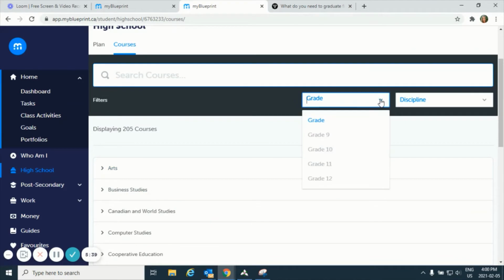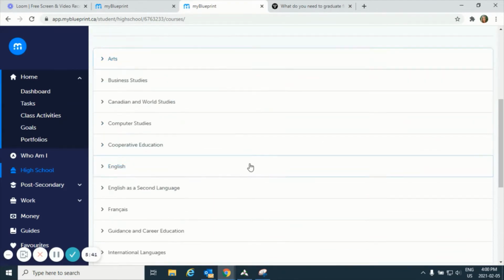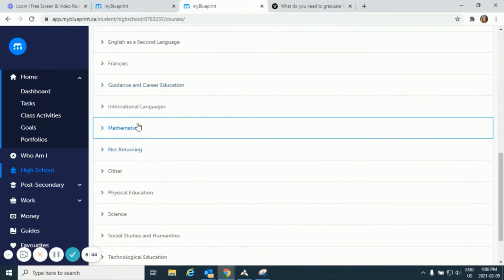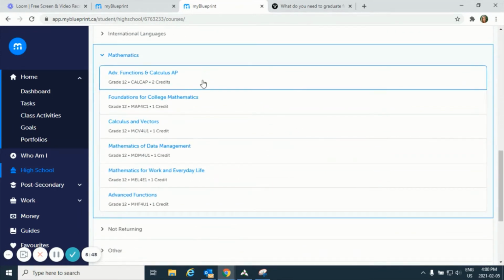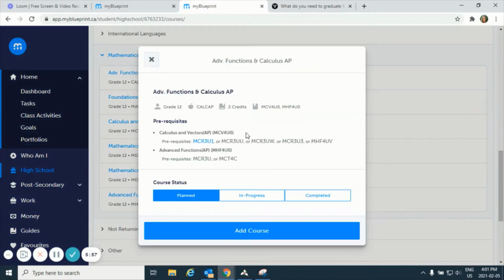Again, I'm filtering my search by the year I'm going into, and I'm going to find the math folder. In the math department, there are a lot of choices for grade 12 students. If you're planning on writing the AP Calculus exam, you could choose Calculus AP.